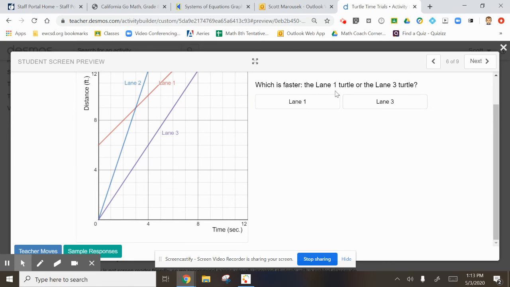Which is faster, lane 1 turtle or lane 3 turtle? And explain. Is lane 1 faster or lane 3 faster? Talk about it. Let's see what you think, okay? Look at these points, okay? Lane 1 got a head start, but does that make it faster? Or is lane 2? Look at the slopes of these lines and try to explain to me which one is which.